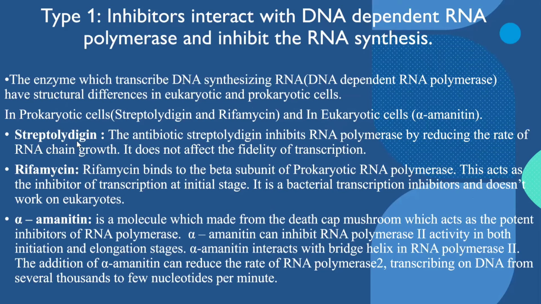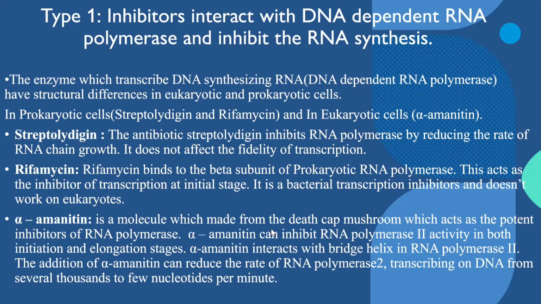Examples are streptolydigin, rifamycin, and alpha-amanitin. Rifamycin is a bacterial transcription inhibitor, so we cannot use rifamycin as an inhibitor for eukaryotes, such that it acts only on bacterial cells.